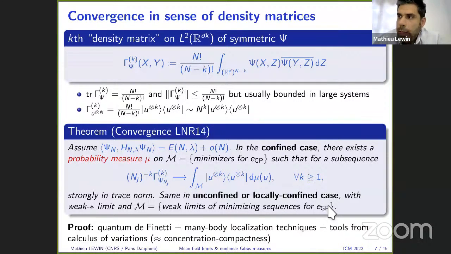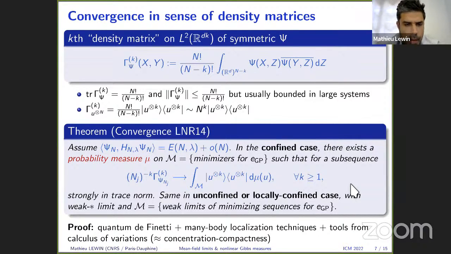Okay, so the spirit is that in the end, it's not quite that the linear Schrödinger equation converges to the nonlinear Gross-Pitaevskii equation, but what you get is a probability measure supported on solutions of that equation, and more precisely, not any solution, but the solutions which minimize the Gross-Pitaevskii problem.